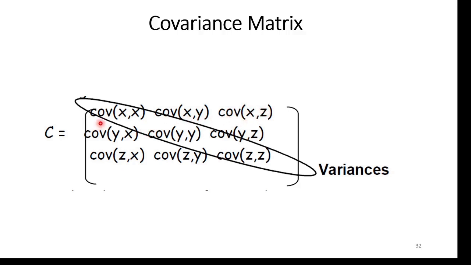In the diagonal of this matrix, we can see that the covariance of a variable is computed with itself, which is called the variance. Covariance of xx is actually the variance of x. Covariance of yy and covariance of zz are also variances of y and z respectively. This matrix is also symmetric because covariance of xy is equal to the covariance of yx, and covariance of xz will be equal to the covariance of zx.